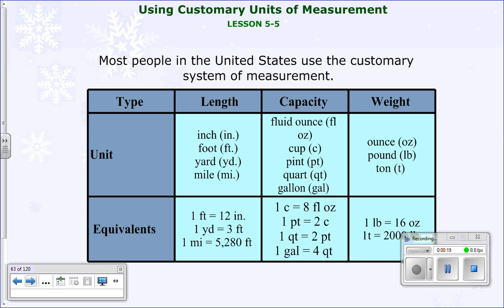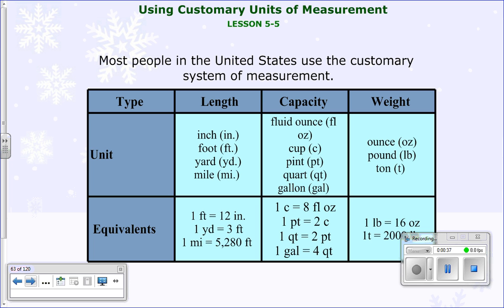So, something to recognize is before in chapter 3, we talked about the metric system, which is used in many other countries. But here in the United States, we still use the customary units: the inch, the foot, the yard, the mile, and all those sort of things.